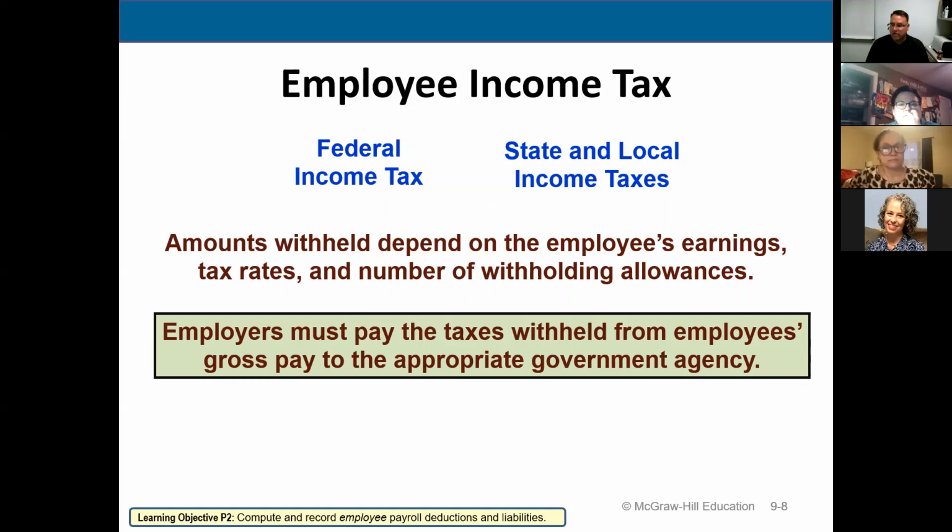So another reason that Texas people love Texas. I think there's a few other states that also don't have state income tax.